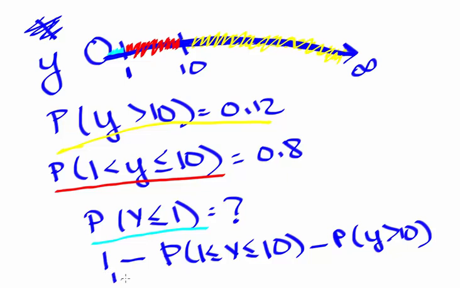So in this case, 1 minus 0.8 minus 0.12, which is, hold on, let me grab my calculator. Be patient. Is 0.08.